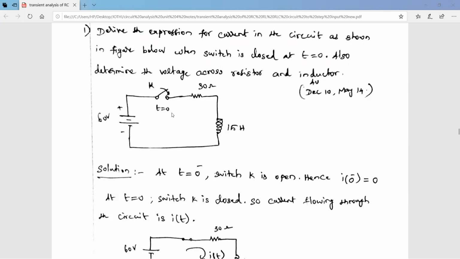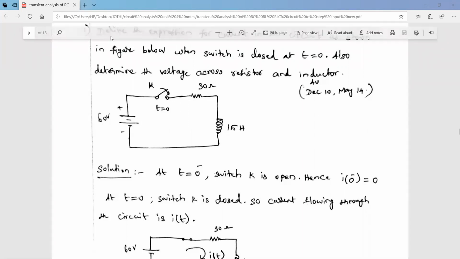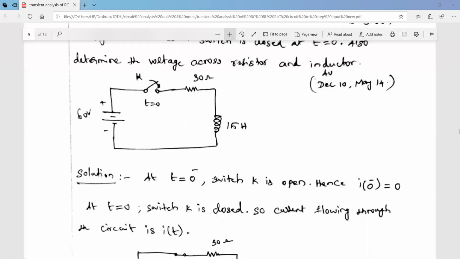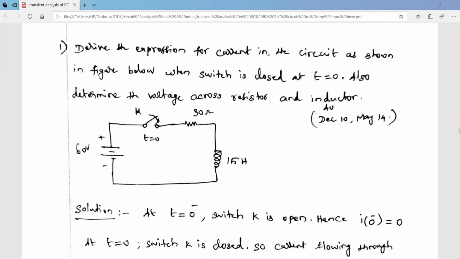Okay, so transient response of RL circuit problem, for a DC input. You see, this is the December 2010 and May 2014 question. The question is: derive the expression for current in the circuit as shown in the figure below when the switch is closed at time t equal to 0. Also determine the voltage across the resistor and inductor.